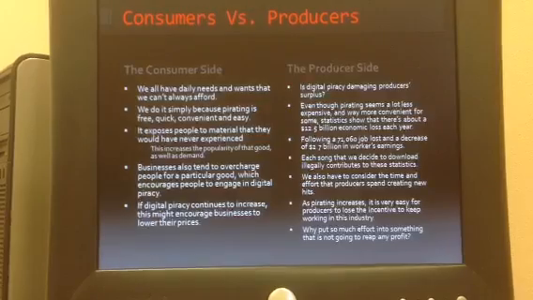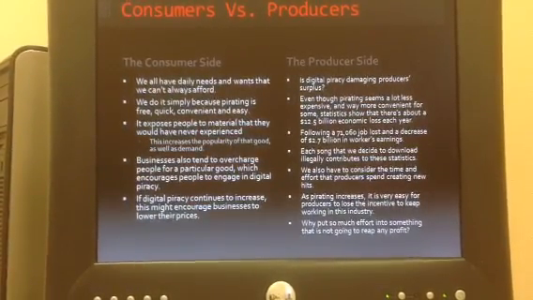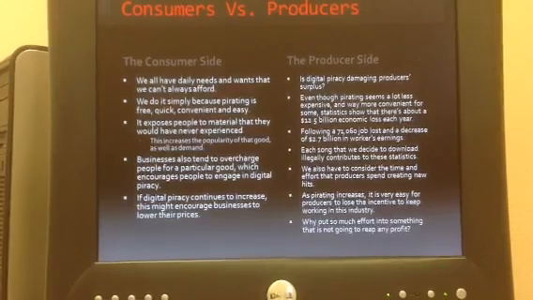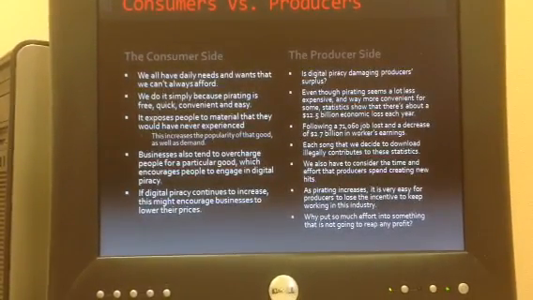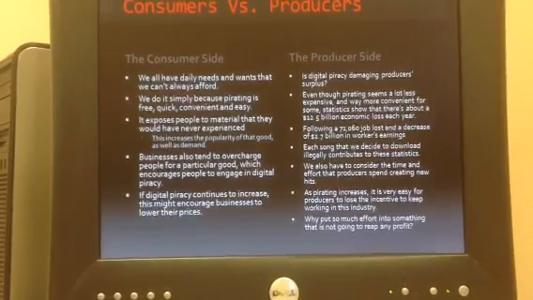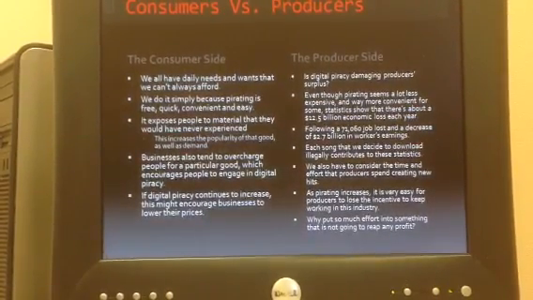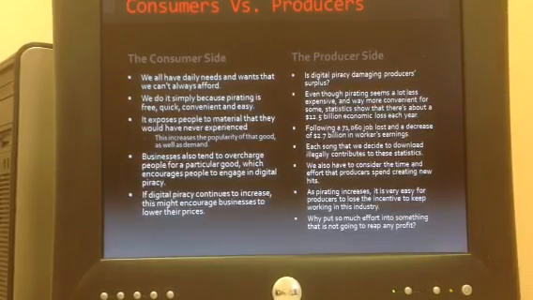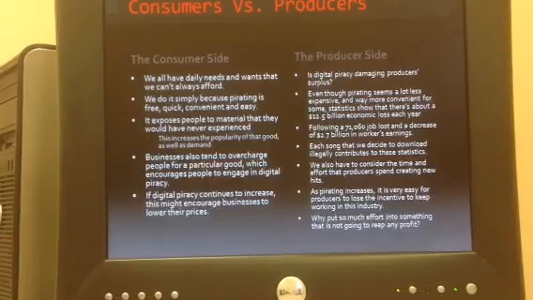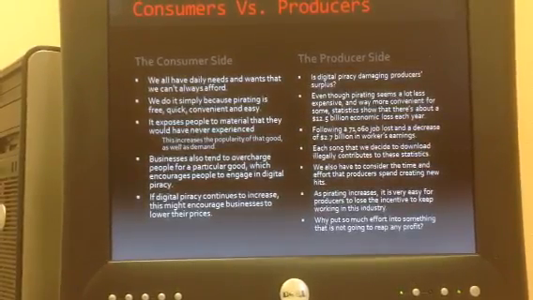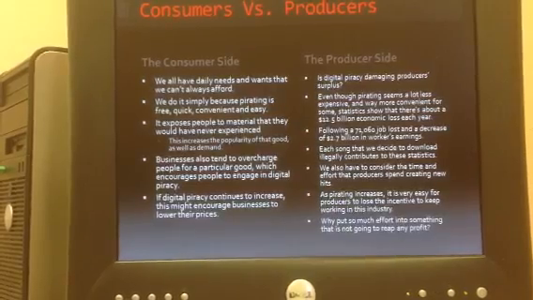Even though it seems a lot less expensive and way more convenient for some, statistics show that there's about a $12.5 billion economic loss each year for the producers, following 71,000 jobs lost and a decrease of $2.7 billion in workers' earnings. Each song and each game that we pirate, we actually contribute to these statistics. As pirating increases, it is going to be easy for producers to lose the incentive to keep working in this industry, thus destroying the overall quality of the goods.